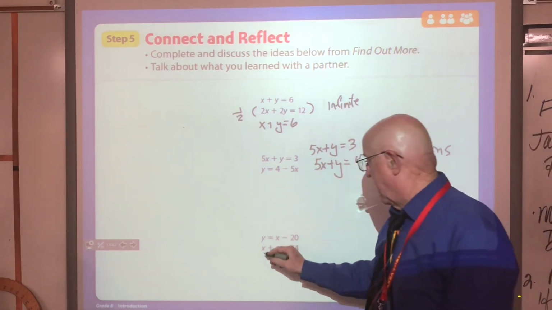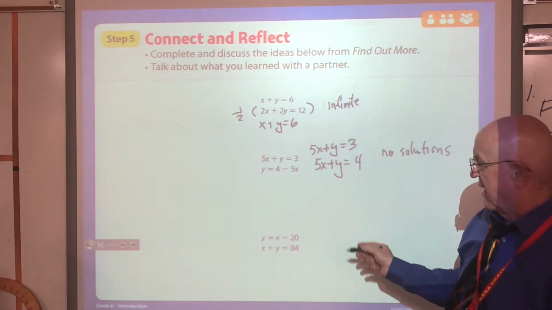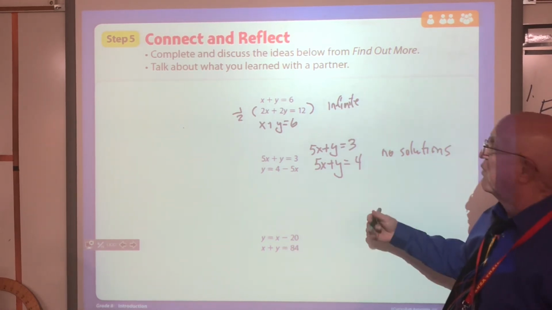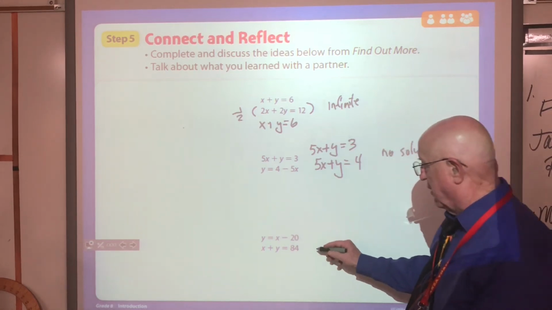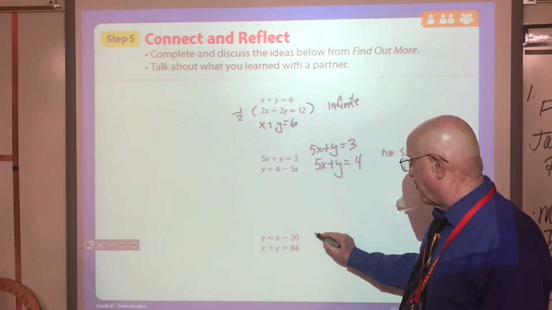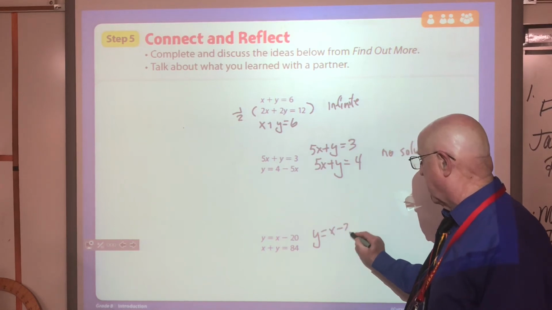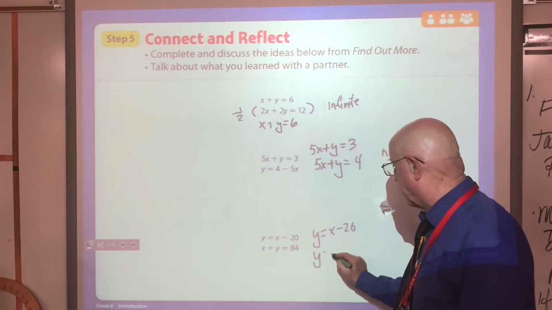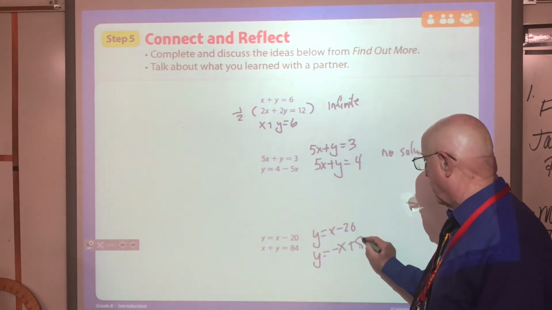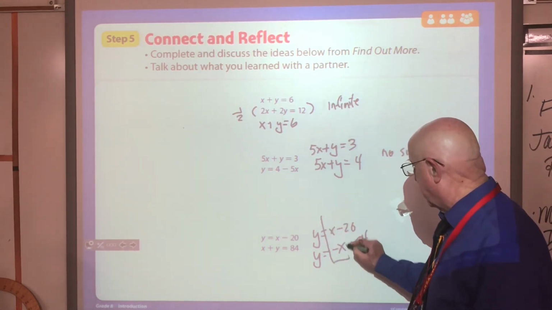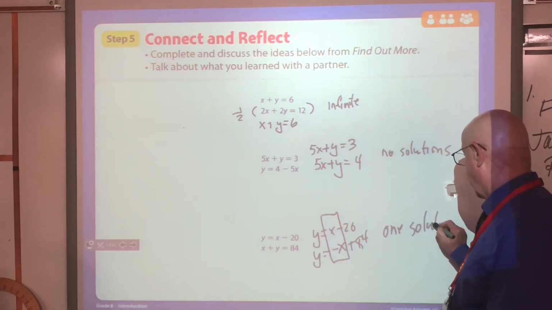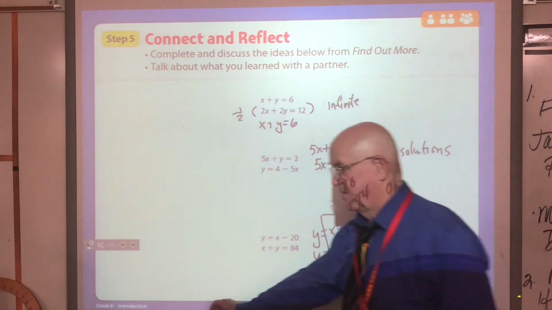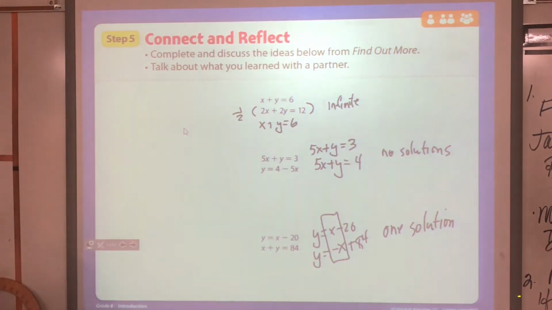And on this one, we have y is equal to x minus 20 and x plus y equals 84. That's the one we just did. And on that, we find out that when we write it out in y equal to mx plus b form, we have y is equal to x minus 20 here, and we have y is equal to negative x plus 84. We have two different y values. Anytime you have two different y values, you have one solution. So you should be able to discuss that with your partner, make sure that you each understand how that happens.